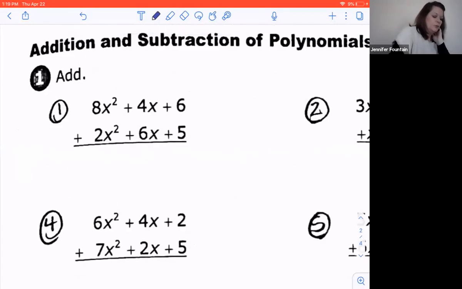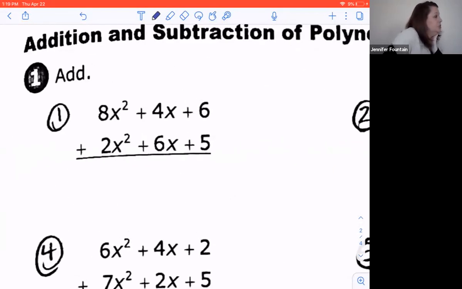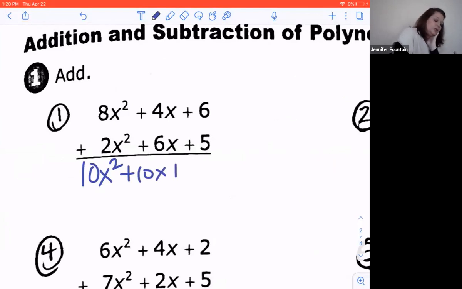All right, so let's go ahead and work these. Remember, we're just doing straight addition. So I take my first term, add it. So I have 8x squared plus 2x squared. When I add, I just add my coefficients. 8 plus 2 is 10. Keep my variable with the exponent the same. Next one, 4 plus 6 is 10. Keep my variable x the same. And then the last one, 6 plus 5 is 11. Okay, just add the numbers in front of the variables, keep the variables the same.